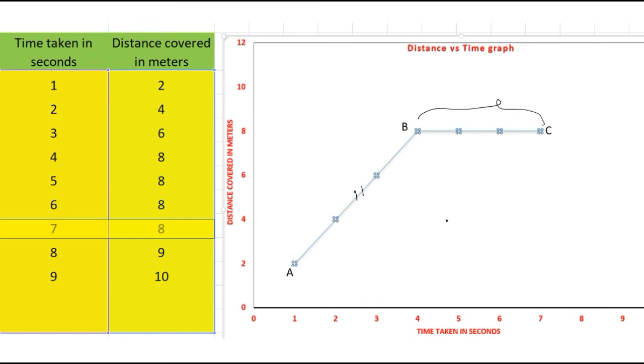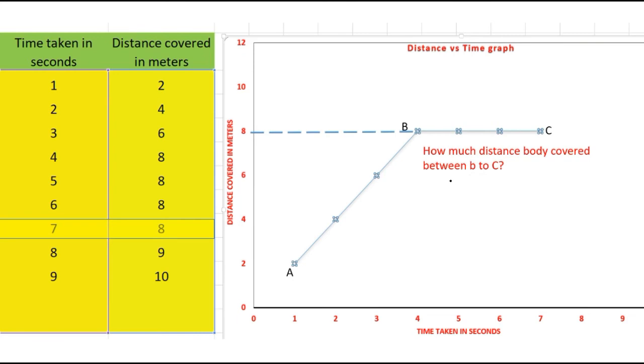suppose the question comes, how much distance did the body cover between B to C? At B it was at 8 meter distance. At C, again, it is still there. So, can you tell me how much distance it covers, how much of the actual path it covered? It is still there at 8 meter distance for all these 4th, 5th, 6th, 7th second, and therefore no distance covered, that is 0.